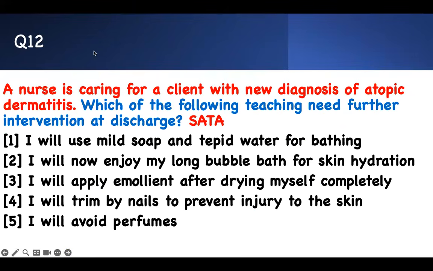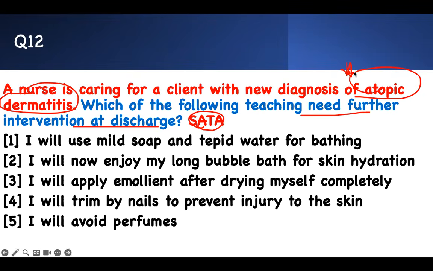Number 12. Select or apply. Which of the following teaching needs further intervention at discharge? A nurse is caring for a client with a new diagnosis of atopic dermatitis. Keyword, this is not infectious. Your body is reacting to allergies, the skin is so permeable that it's causing overreaction to some allergens.